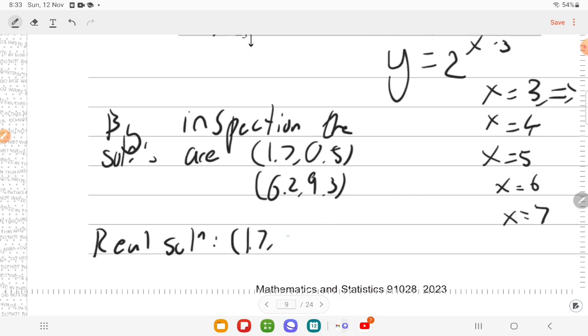1.7, 0.41, and 6.25, and 9.49. Those are the real solutions, if you are curious.